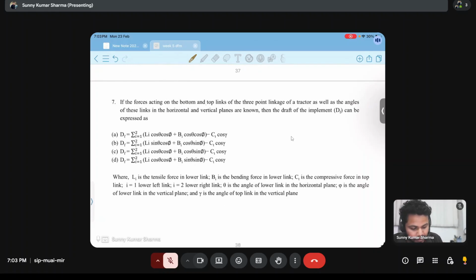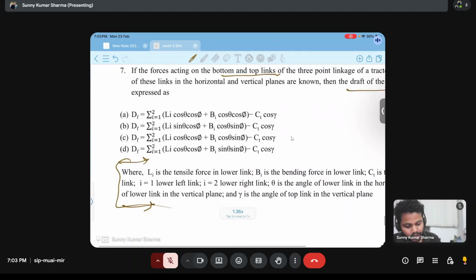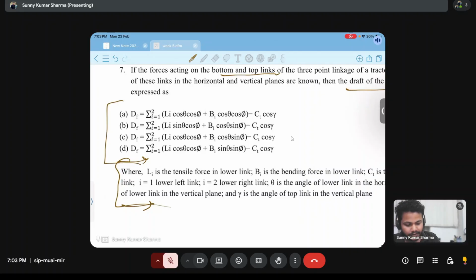So if the forces acting on the bottom and top link in the 3-point linkage, as well as the associated angles, are given by this nomenclature or notation, what will be the draft of the implement? From that formula we can answer. Option C, sir. Direct question. Option C. Which option was there? Option C, sir. Okay, option C will be the correct answer.